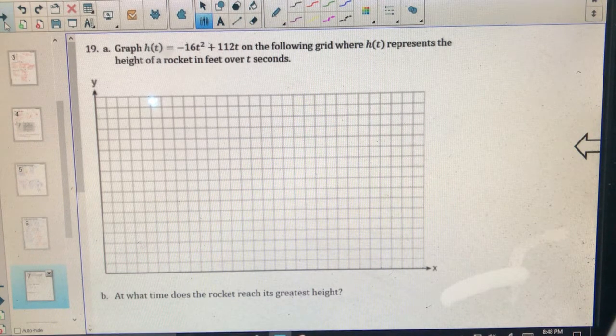Now, to graph a parabola, and I know this is a parabola, again, because of that t squared, I have to plug this into my y equals. Now, there's a problem. We've never plugged a t into the y equals. That's okay. All you're going to type into your y equals is an x instead. So negative 16x squared plus 112x. In your calculator, just type in an x instead of a t.